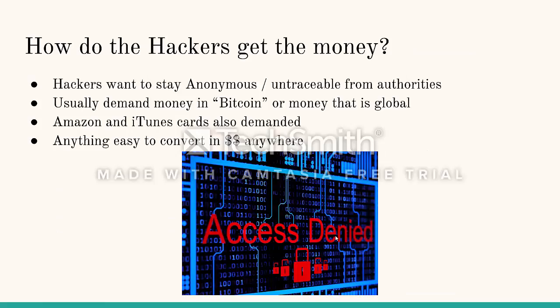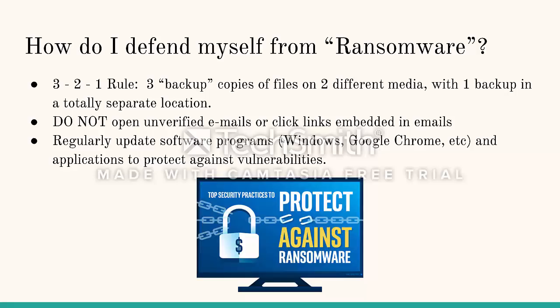Okay, how do the hackers get the money? I mean, should we be able to track that? Well, hackers want to stay anonymous. They want to be untraceable from the authorities because everybody's trying to get them. Hackers will usually demand the payment in Bitcoins because that can be transferred into any kind of money anywhere in the world. They want some kind of global currency where they can travel anywhere to escape detection. Sometimes they also demand Amazon or iTunes cards or other gift cards instead of actual cash. Basically, they want anything that's easy to convert into whatever cash they use, because they could be on the other side of the world.